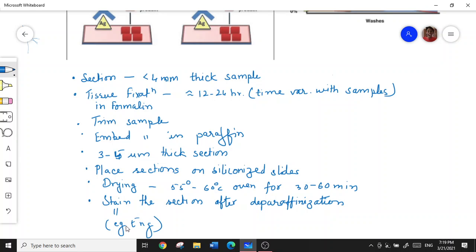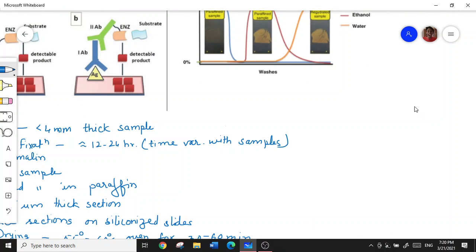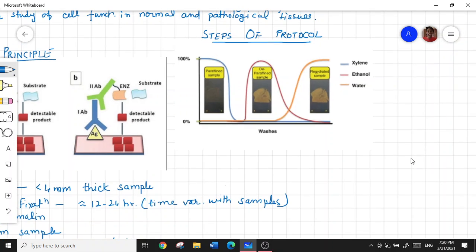Then finally it is stained. For example, in this principle we have shown that it is stained with an enzyme conjugate. This staining will be done, and before staining, paraffin should be removed and the section should be rehydrated, and finally we can see it under the microscope. This protocol is shown here in this figure also.